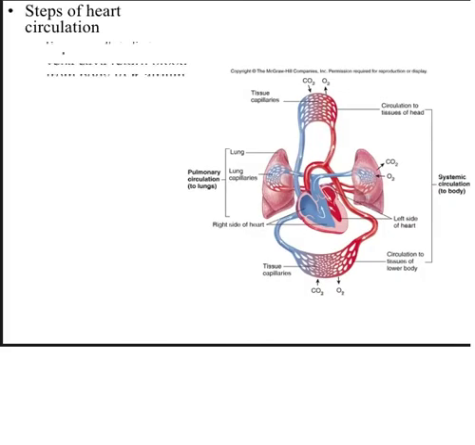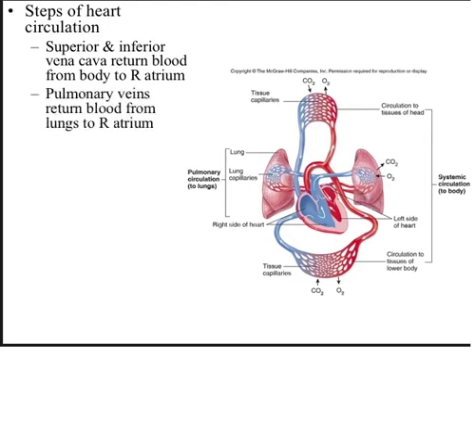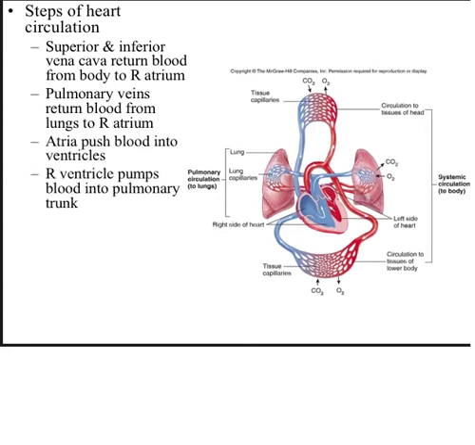So here we see the steps in heart circulation, just as we diagrammed them earlier, but this diagram has a little bit more detail to it. The superior and inferior vena cava drain blood from regions around the body and send it back to the heart. The superior vena cava drains regions above the heart, and the inferior vena cava drains regions below the heart. The right atrium begins to fill with blood. At the same time, the pulmonary veins return blood from the lungs to the left atrium, and then the atria will squeeze, pushing the blood into the ventricles.